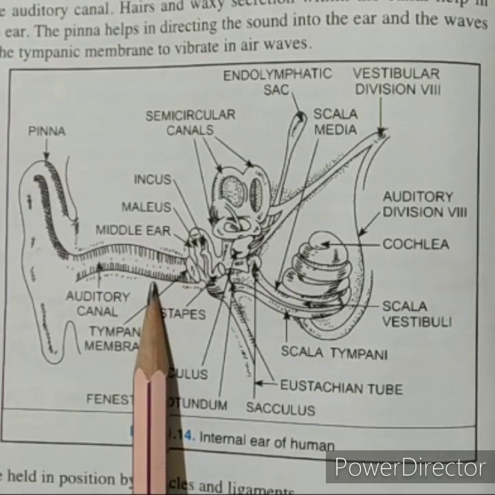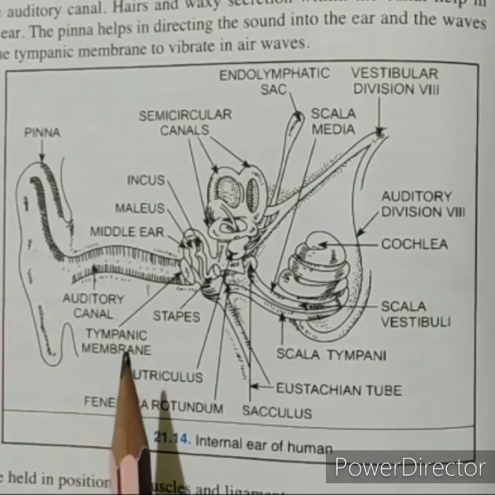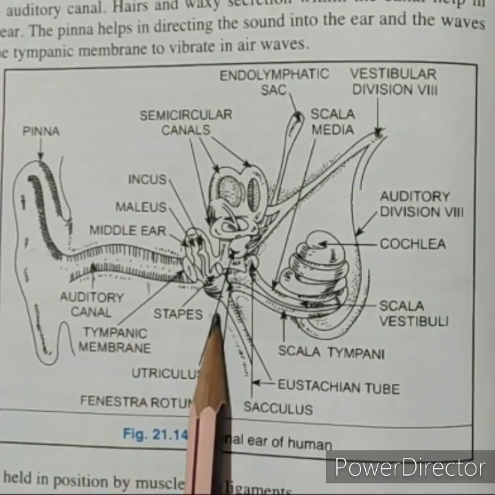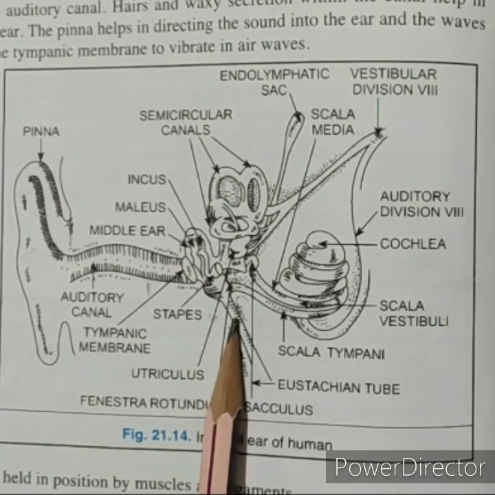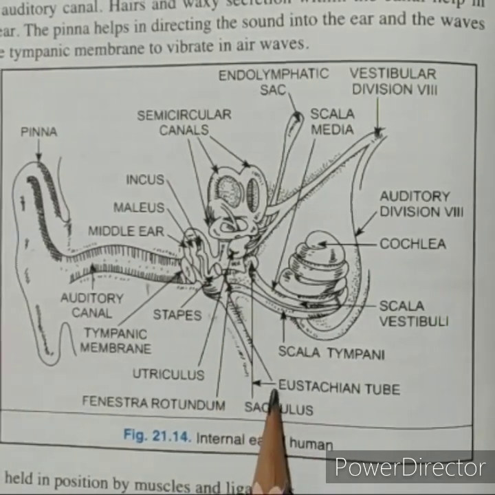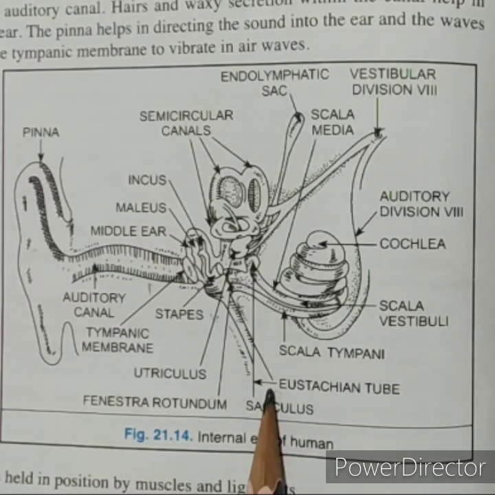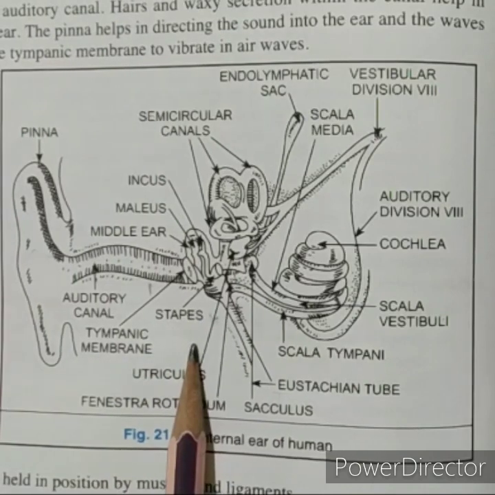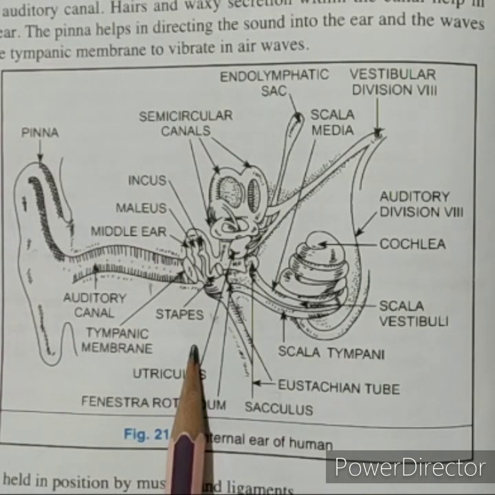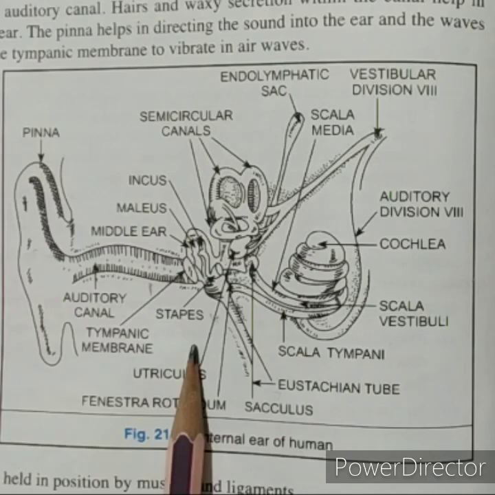The middle ear is a small chamber which is always filled with air. It communicates with the pharyngeal cavity by the eustachian tube. The eustachian tube remains closed and normally opens during swallowing. It maintains the air pressure of the middle ear cavity in equilibrium with the atmospheric pressure. The tympanic membrane forms the outer boundary of the tympanic cavity.